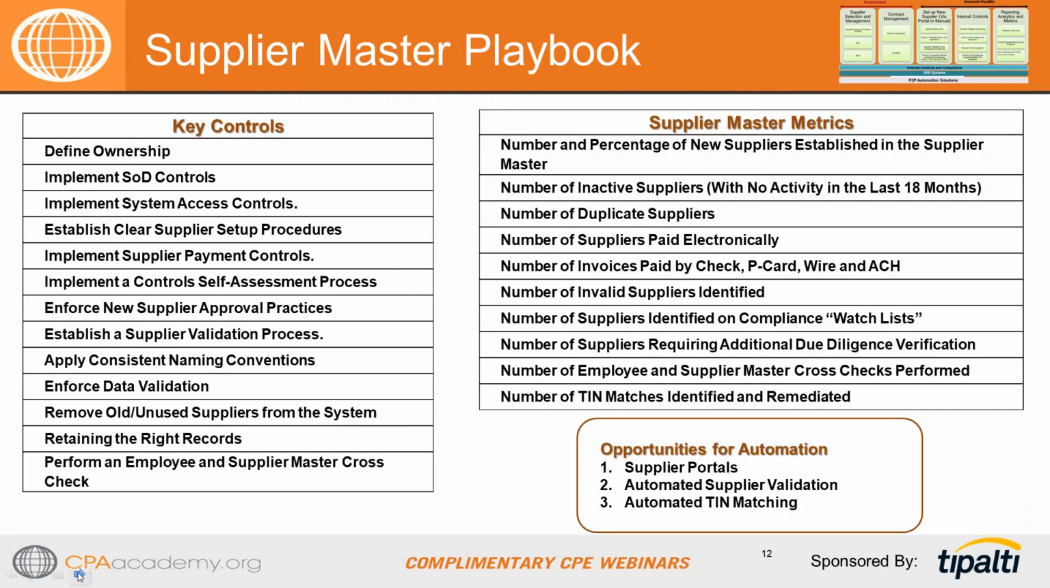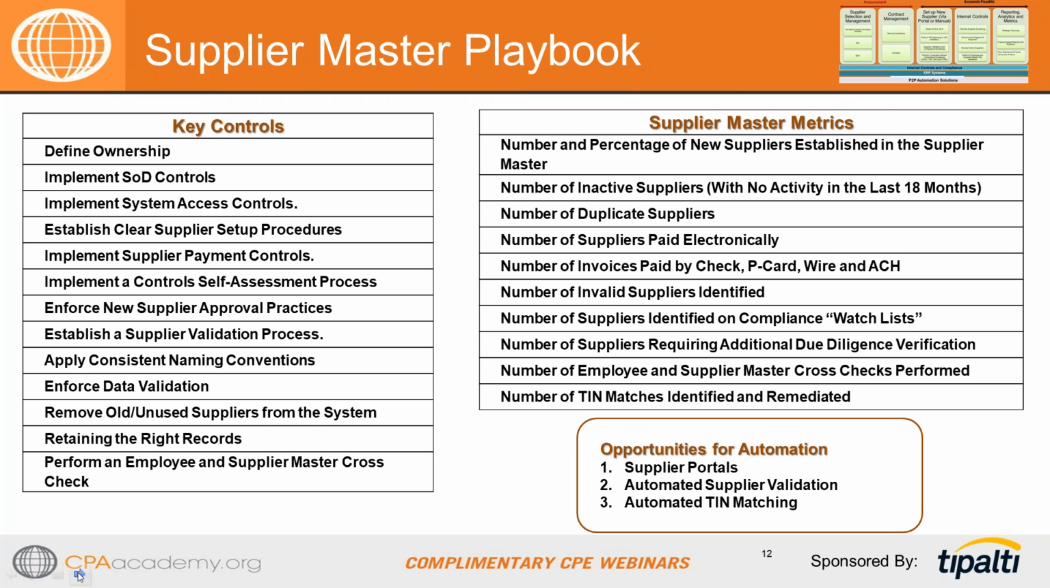So if we look at the detail of our playbook for the supplier master, our key controls are: is there ownership? Do we have the right segregation of duties for the supplier master? That would include system access controls. Many of you that have attended my webinars previously, where we talk about AP, know my famous case study: we want to make sure that the same individual can't set up a supplier, pay that supplier, and cover their tracks. Of course, that can happen with system access issues and system access conflicts.